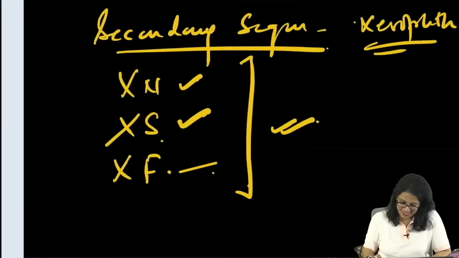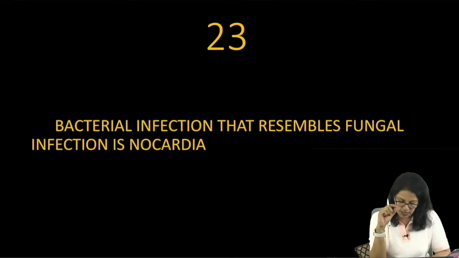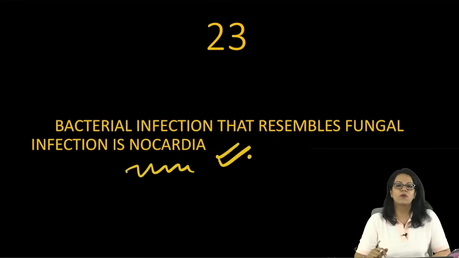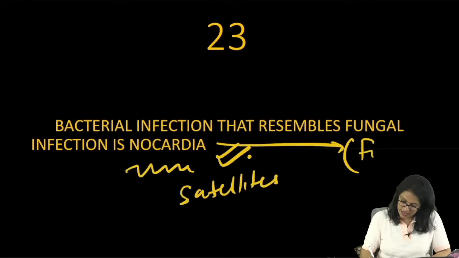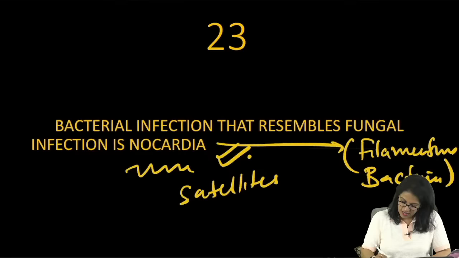Okay, next one line. Bacterial infection that resembles fungal. Again, it is your INI-CET question. Bacterial infection that resembles fungal infection is Nocardia. We will not forget this. It is Nocardia. Right? So, Nocardia is a filamentous bacteria. Just like fungal keratitis, there are satellite nodules here. Just remember, Nocardia is filamentous, not a fungus, but a bacteria. This much is enough to remember. And what you get here is also mainly a rough ulcer and there are satellite nodules.